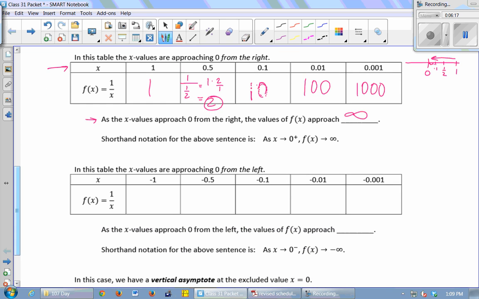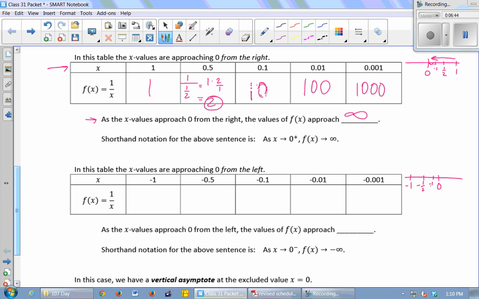All right, in this table, my x values are approaching 0 from the left. So I'm starting at -1, and my x values are getting closer and closer to 0. So if you picture a number line, here's 0. I'm starting at -1, and I'm getting closer and closer to 0, but I'm heading towards 0 from the left side of 0.